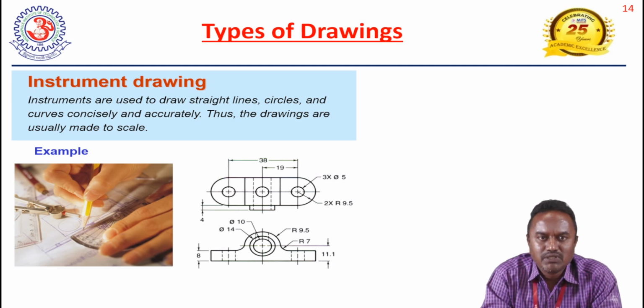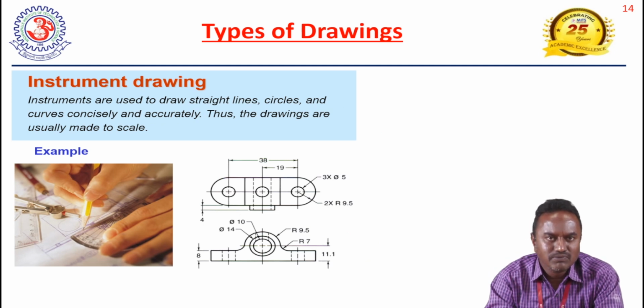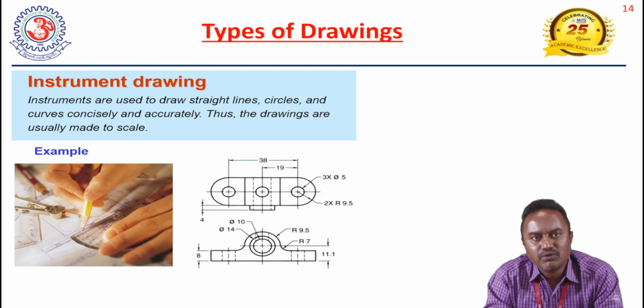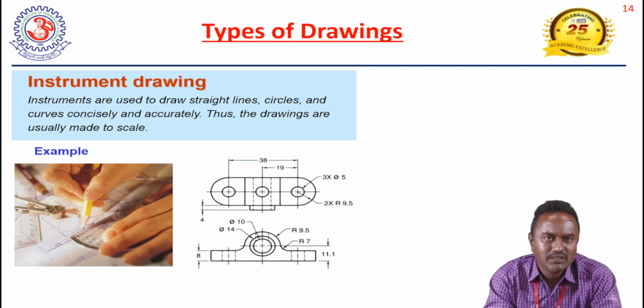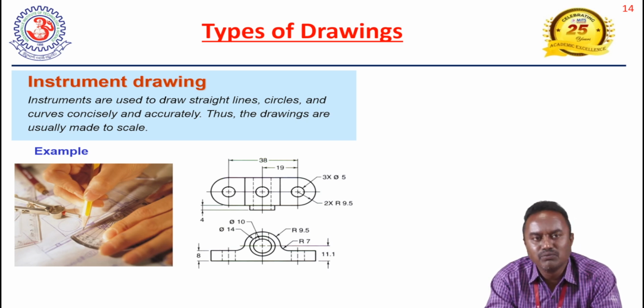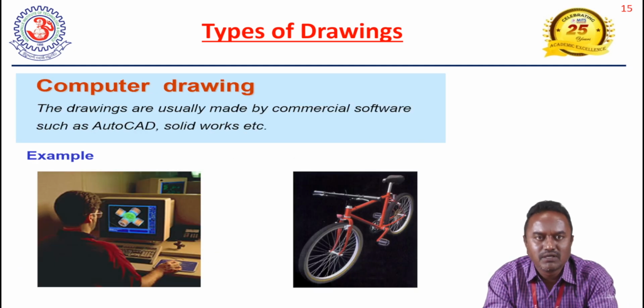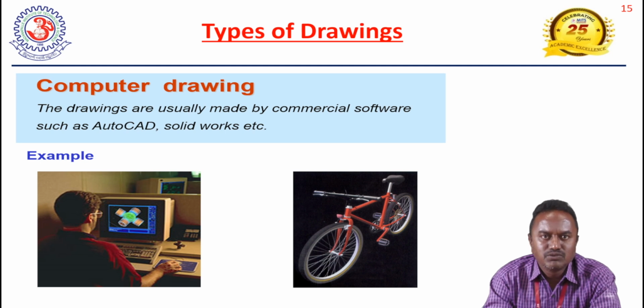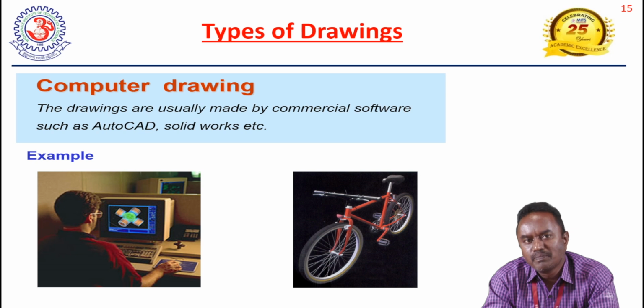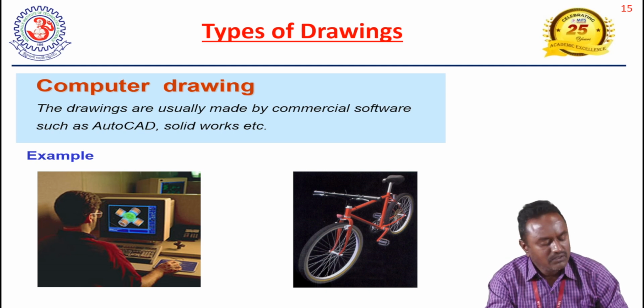When we come to instrument drawing, we use a drafter. In olden days we used drafters, instruments used to draw straight lines, circles and curves. When accurate dimensions are needed, we can use all the instruments. The drawings are usually made to drafter scale, that is called instrument drawing. And in recent days we have computer drawing. The drawings are usually made by commercial software such as AutoCAD or SolidWorks. That is computer drawing. Using the software, we can draw the same diagram. Instead of a drafter, we can use AutoCAD and SolidWorks for drawing and design purposes.